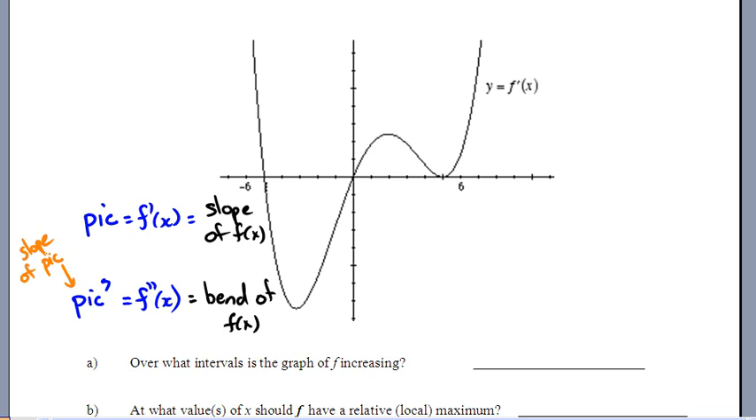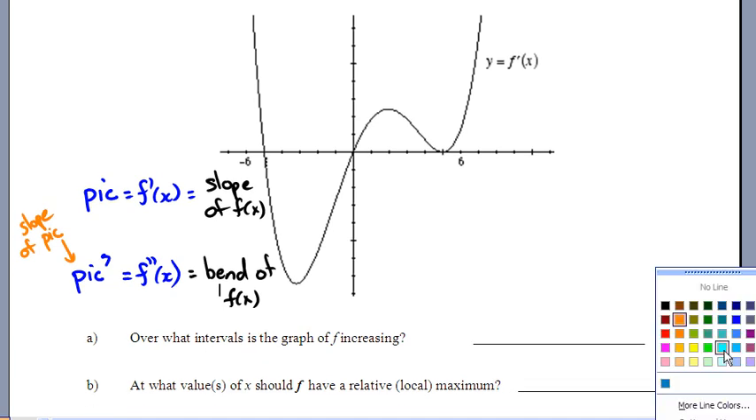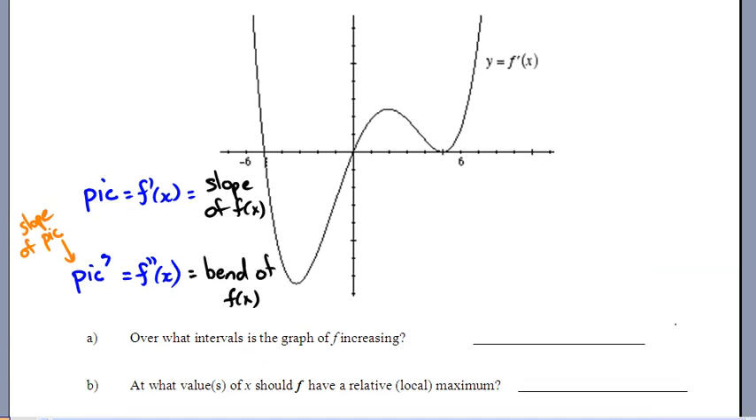All right, what are we told here? Part A, what are we being asked? On what intervals is the graph of f increasing? Not the graph that you see, right? That picture's f prime. But when would f be increasing? Well, if you're telling me that f is increasing, then I'm thinking, okay, for the derivative to help me out, the derivative would have to be positive.